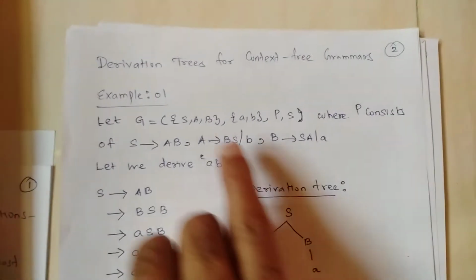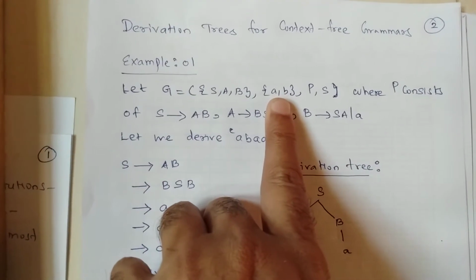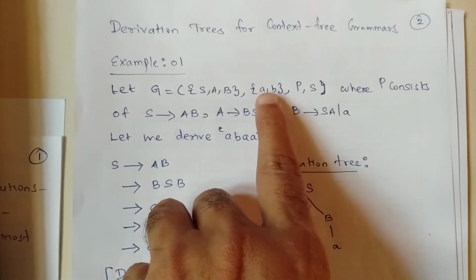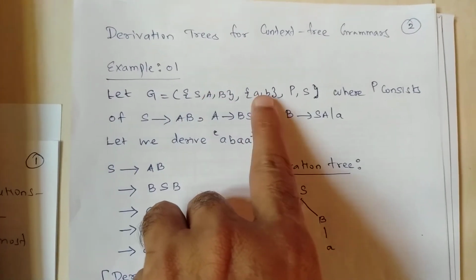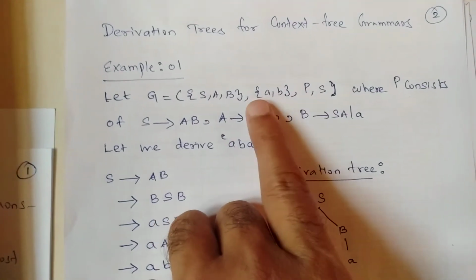Let G be equal to {S, A, B}. These are the non-terminals, called variables. A, B are the terminals. So A and B are the terminals. That means the grammar is going to generate many strings, and those strings will be made from either A or B or both A and B.